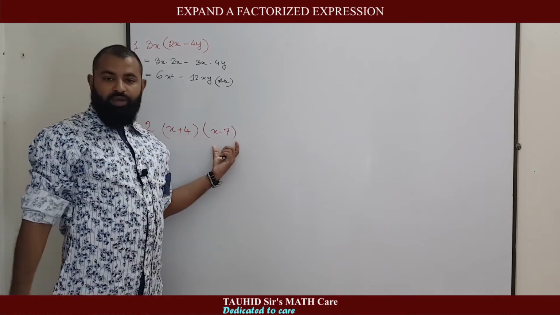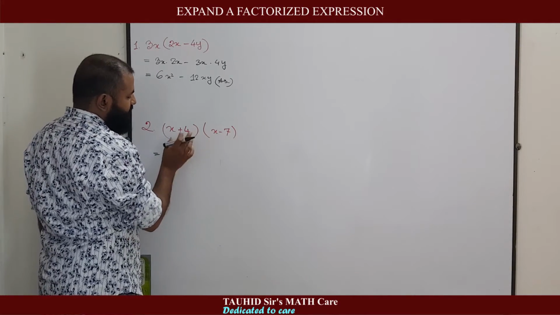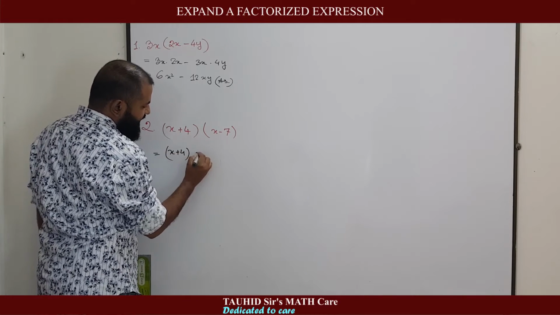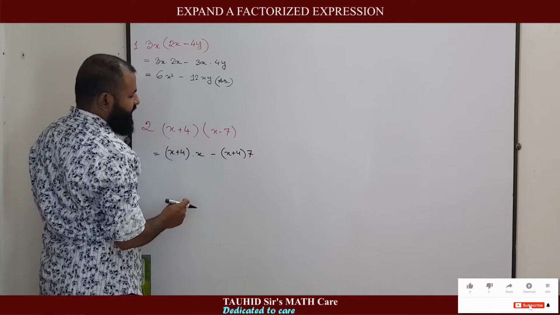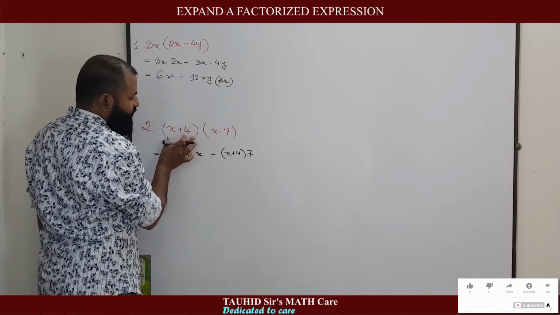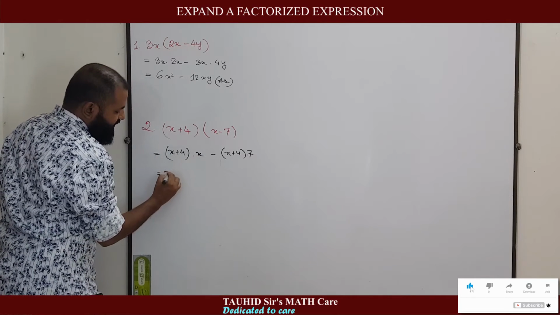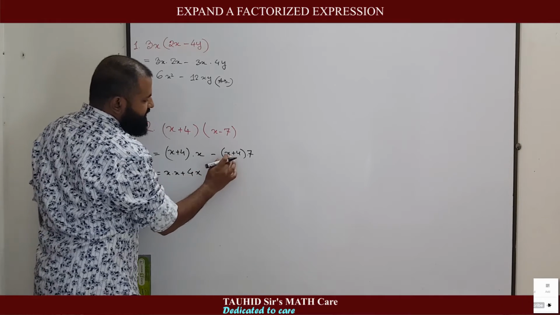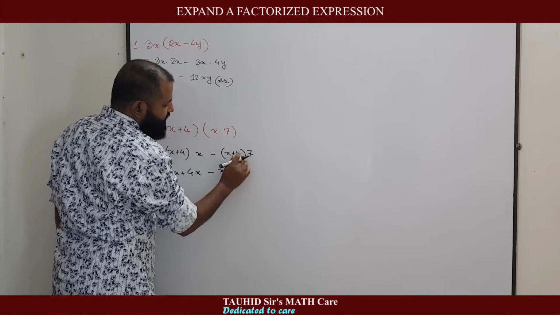(x plus 4) into (x minus 7). We will multiply both x and 7 by this. (x plus 4) multiplied by x minus (x plus 4) multiplied by 7. We multiplied this by x and we multiplied this by 7. That means x into x plus 4 into x minus x into 7 plus 4 into 7.